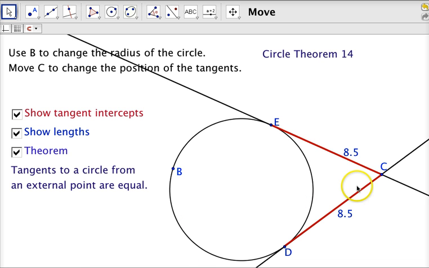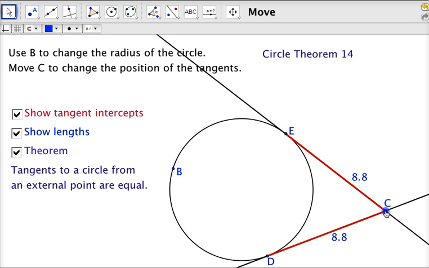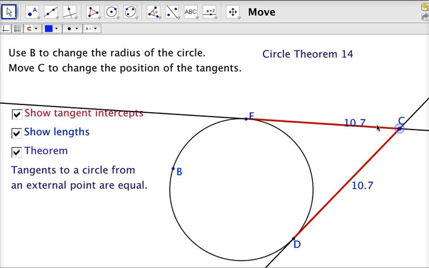So tangents to a circle from an external point are equal. The proof will come tonight.